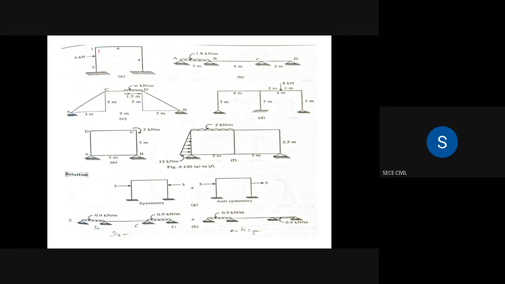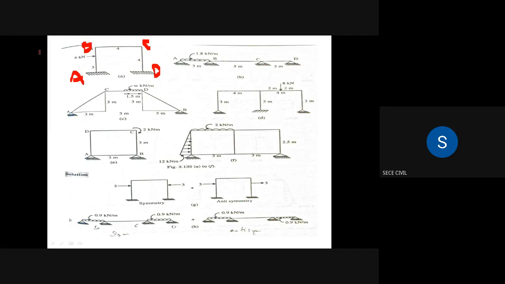Okay, figure A, we are having 3 members. So this one is A, this one is B, C, then D. 3 members we are having, and only one lateral load, 6 kilonewton. They are asking us to convert this particular diagram into a combination of symmetric and anti-symmetric or unsymmetric.